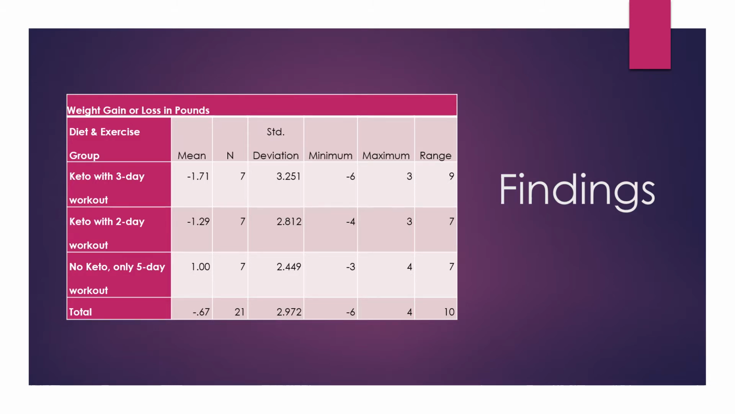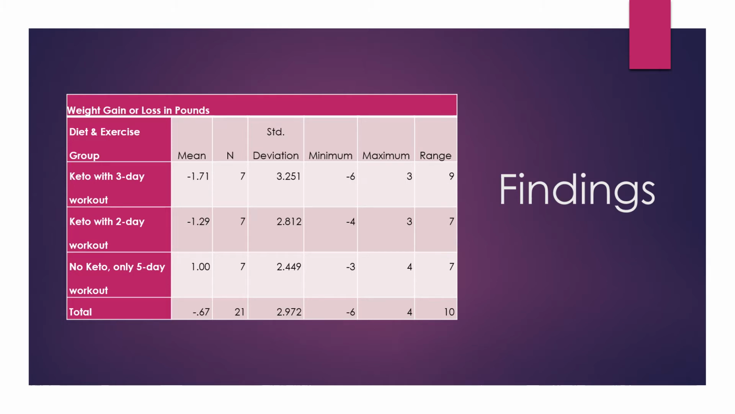For being on keto for 2 days and working out for 2 days, the mean was negative 1.29 with, again, 7 participants, the standard deviation being 2.812 with a minimum of a loss of 4 pounds and a maximum of 3 gained pounds, and the range being 7. And then for no keto and working out for 5 days, the mean was 1. Again, 7 participants. The standard deviation was 2.449 with a high loss of negative 3 pounds and a gain of 4 pounds, and the range being 7.